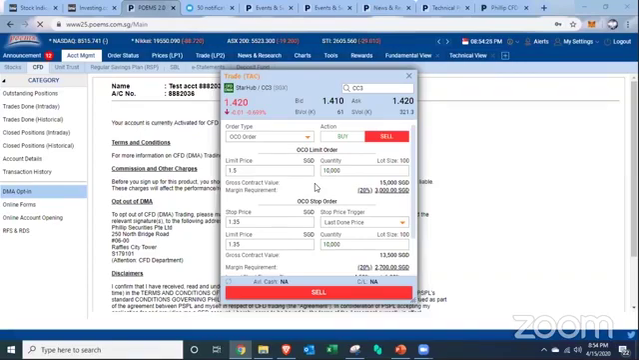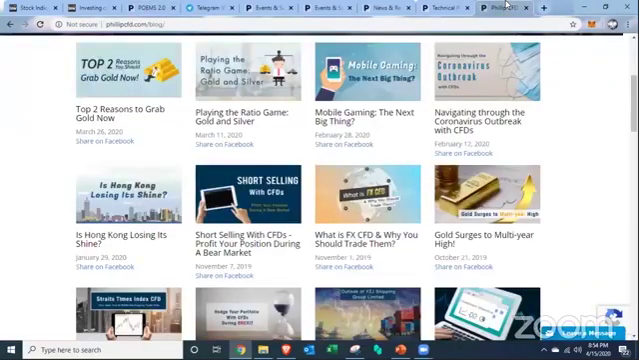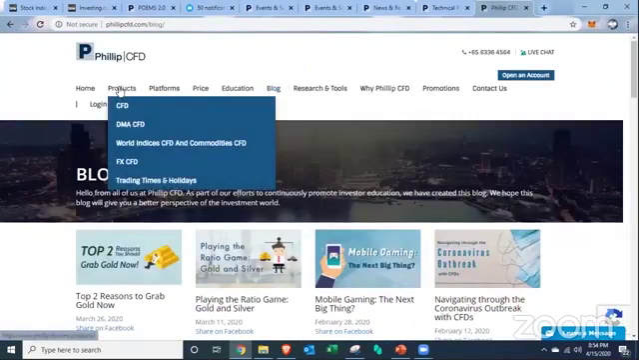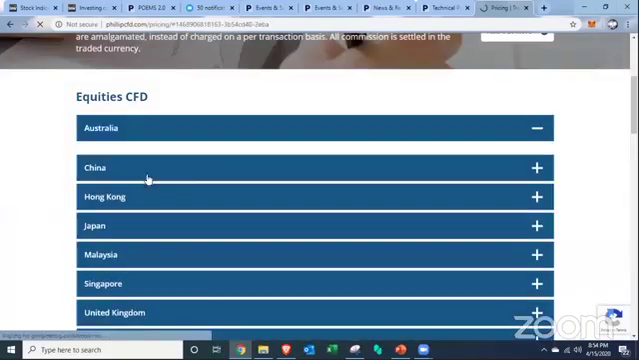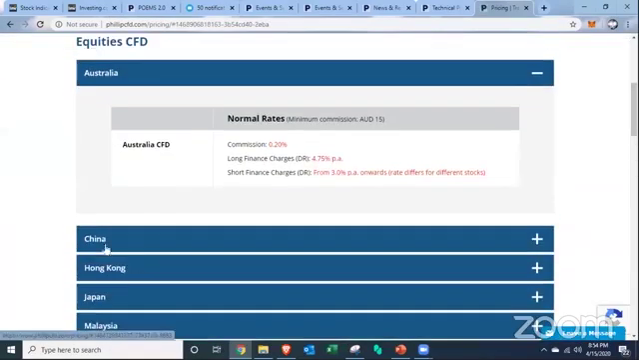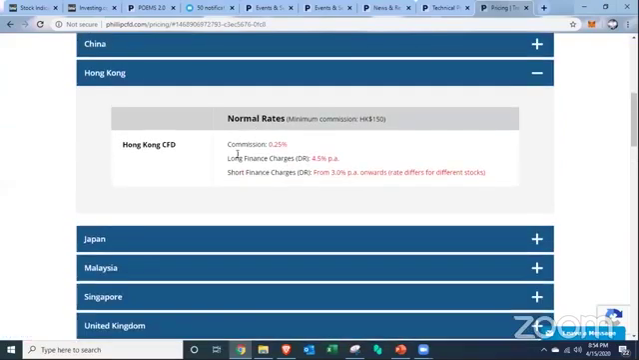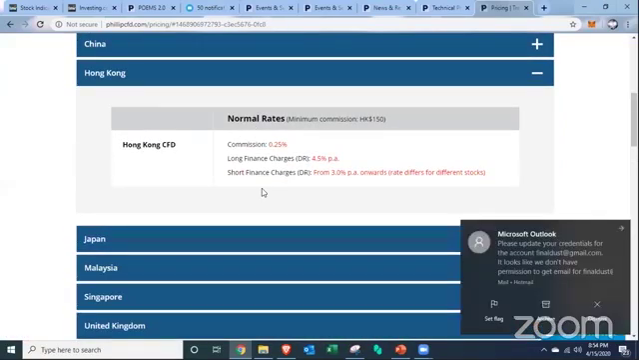As I mentioned, if you short in the EQ, you have to cover the position by the end of the day. If you are asking about the daily trading commission for CFD, you can visit our CFD website. Under the products and prices, you can find more information about each individual product. For example, if you are trading Hong Kong, you can see what the commission is over here, on your own website.